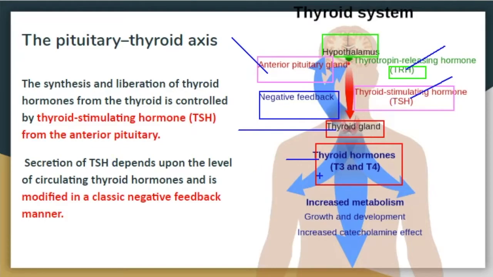So when the levels of T3 and T4 in the circulation are high, the amount of TSH that is produced would be low. And when the circulating hormones are less, that's when the TSH produced will be more, because this is acting like a negative feedback mechanism, like a thermostat, as I told you. So the thermostat would switch off when there is enough heat and switch on when there is not enough heat.